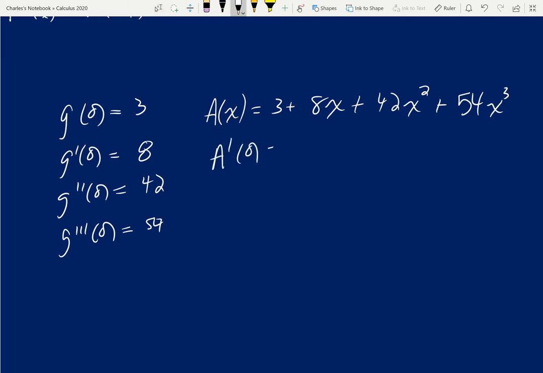What's g prime of 0 going to be? Well, I'm going to take the derivative, and that's going to give me 8. And then I'm going to plug in 0, and the terms that still have an x in them are going to cancel out, so that gives me 8.